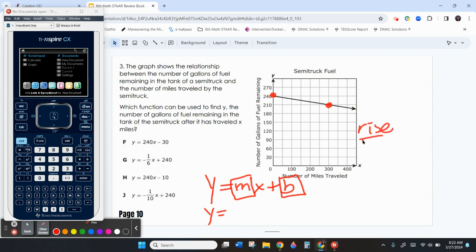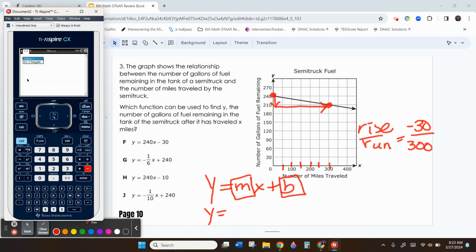So again, yesterday we talked about rise over run. It goes down. It looks like 1 space, but be careful because you want to pay attention to what they're counting by. Since it's going 30, 60, 90, they're counting by 30s. So it went down 30 and then across this way 300, because each one is going by 50: 50, 100, 150, 200, 250, so this is 300. If we simplify this in our calculator, -30 divided by 300, our slope is negative 1 over 10.